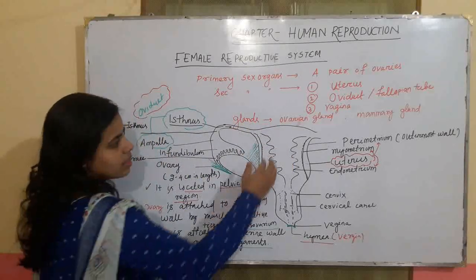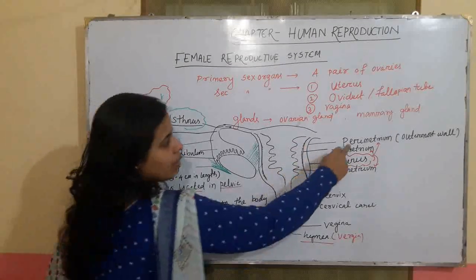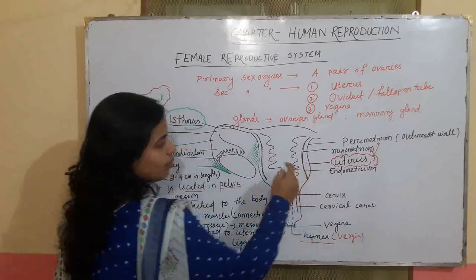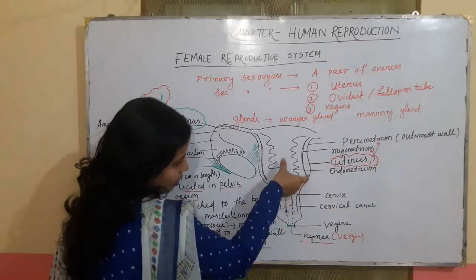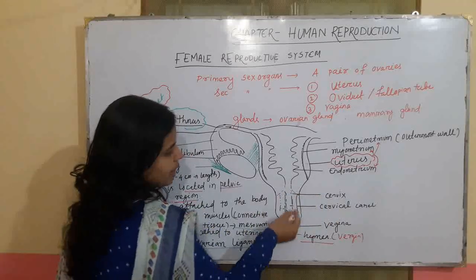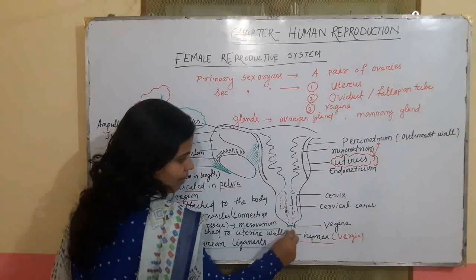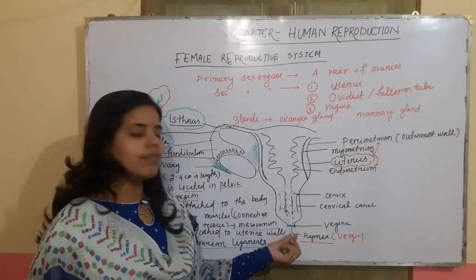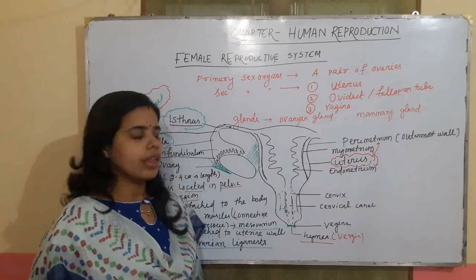This is the structure of the uterus, which has three wall layers. The outer one is called the perimetrium, the middle one is called the myometrium, and the inner infolded layer is called the endometrium. Towards the outside is the cervix region, and the cervical canal has an opening called the vagina, which may be covered by a thin membrane in some female virgins, not in all females.